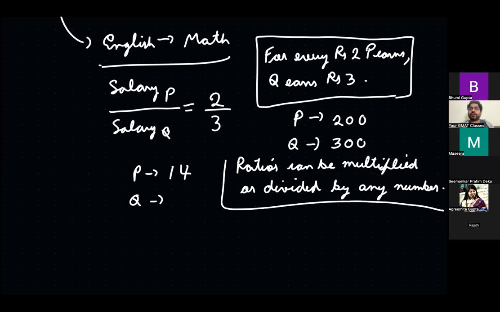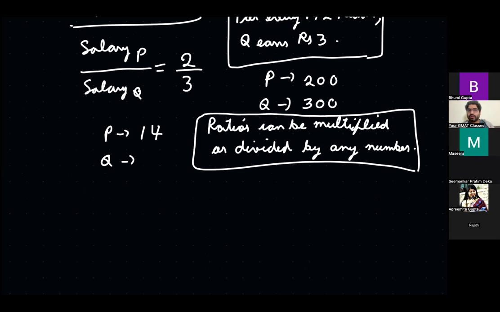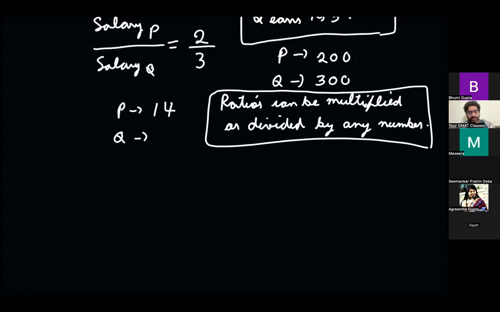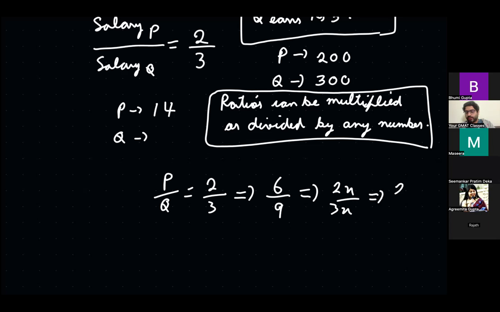Ratios can be multiplied or divided by any number, and that will still make no difference to the ratio. Say, for example, P by Q is 2 by 3. We can also call it 6 by 9, where both are multiplied by 3. We can also call it 2x by 3x. We can also call it 200 by 300.